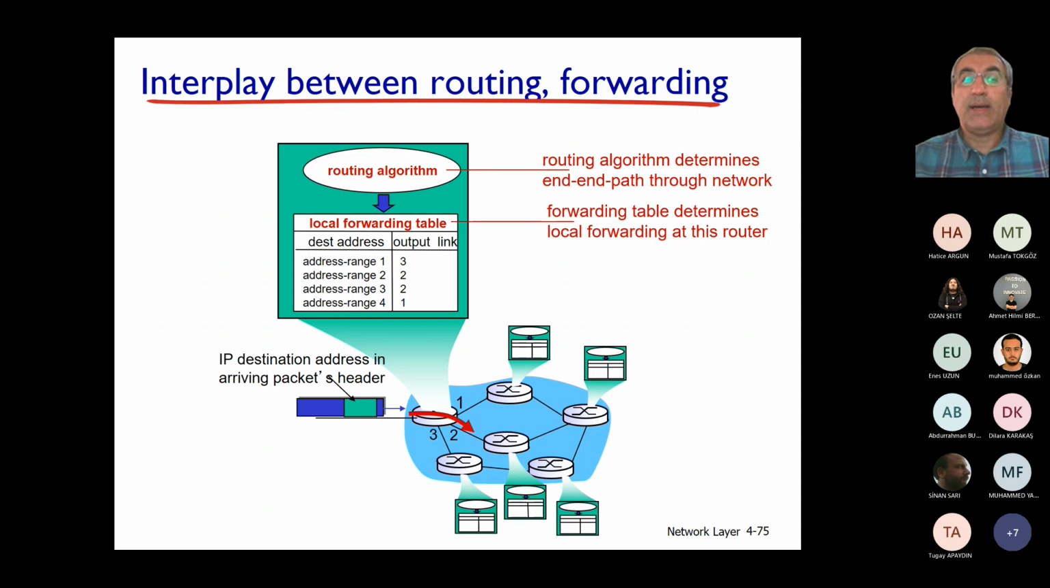So we look at the header of an arriving packet that has an IP destination address, and based on this IP destination address, we look up the table, and based on the lookup table, we determine the specific output interface for that IP address, then direct this datagram to that interface.